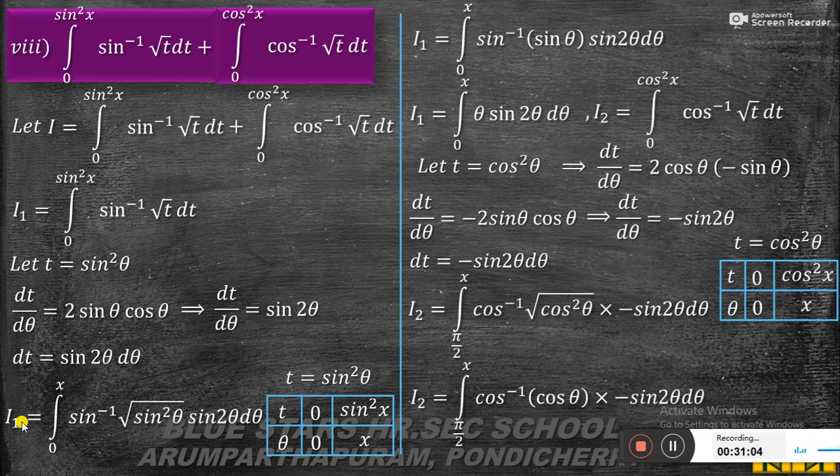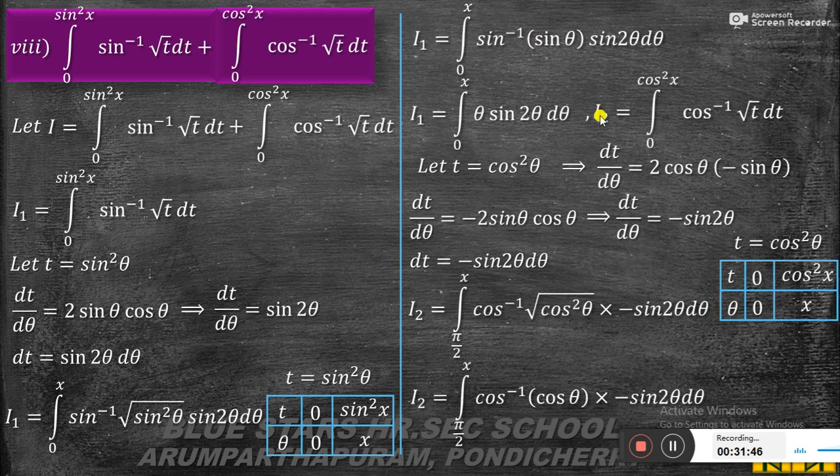So I substitute into I1 equal to, this is the given integral I1, and now I substitute 0 to sin square x, this is the t limit. Now the theta limit means 0 to x. I substitute 0 to x, sin inverse of root of t, where the t substitution is sin square theta. I substitute sin square theta, and dt equal to sin 2 theta d theta. So the next step you write I1 equal to integral 0 to x sin inverse of, the square root and the square cancelled, sin inverse of sin theta, and next sin 2 theta d theta. So I1 equals integral 0 to x, I multiply the sin inverse into sin, so theta into sin 2 theta d theta.